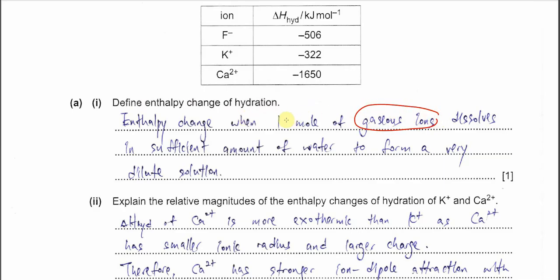Enthalpy change when 1 mole of gaseous ion dissolves in a sufficient amount of water to form a very dilute solution. Okay, that's the definition for hydration. It must be 1 mole of gaseous ions dissolved in the water.